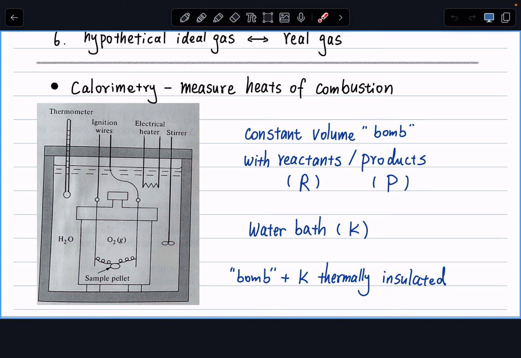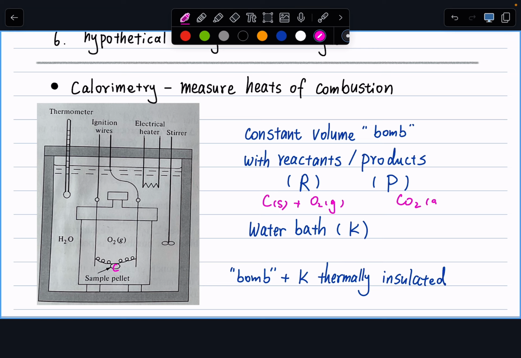Now in this setup, we will be calling my reactant. My reactant in this case might contain, for example, in my sample pellet, maybe I have carbon, right? So my reactant would be carbon, solid, and O2 gas. And the product is something we formed, which is CO2, if we put carbon in that pellet. Also, we will call the entire water bath K. It's quite a random nomenclature, but we just call the entire water bath K.